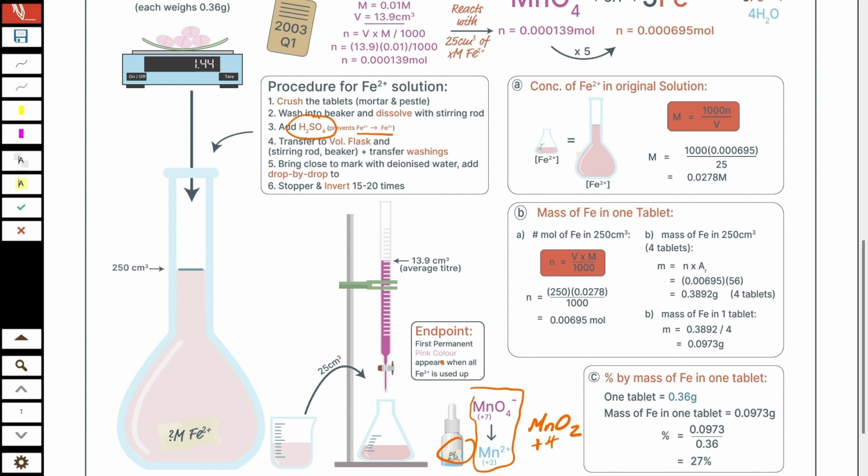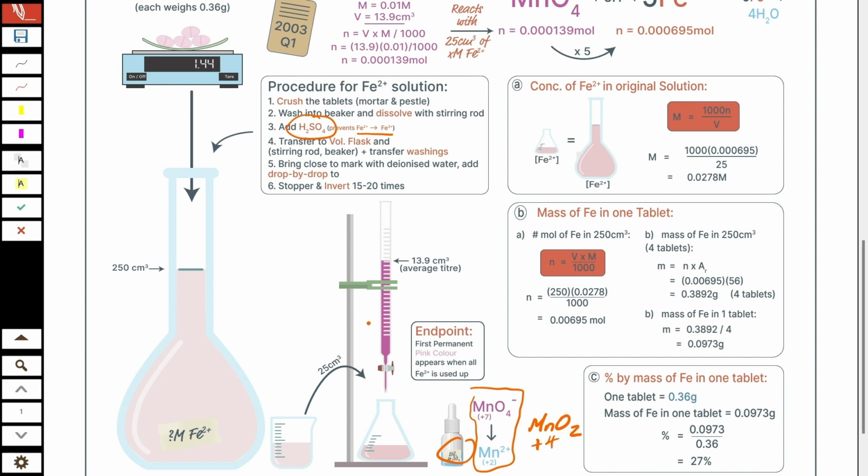The endpoint will be related to the potassium permanganate. So it's going to be when we see a first permanent pink color in the conical flask. Okay, as we drop it in, the purple will disappear, change to colorless. But as we run out of Fe2+ ions in the conical flask, they can no longer reduce the permanganate. So we're going to be left with the purple of the KMnO4, which will appear a faint pink when it's diluted, of course. Okay, so the first permanent pink color that doesn't disappear, that marks the endpoint.